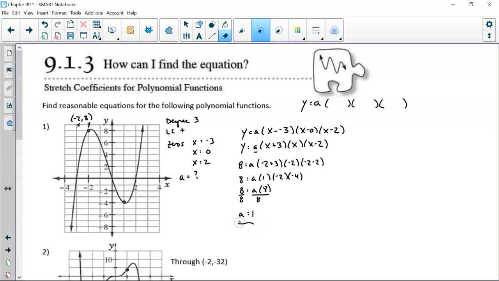So there we go. We found a. So our equation, y equals, we can use this from right here. A is 1, so it's going to be 1 times. We don't need to write it. And you'll commonly see it written as x plus 3, x minus 2. Keep in mind, it doesn't have to be in that order because order doesn't matter for multiplication. Let's try another one.